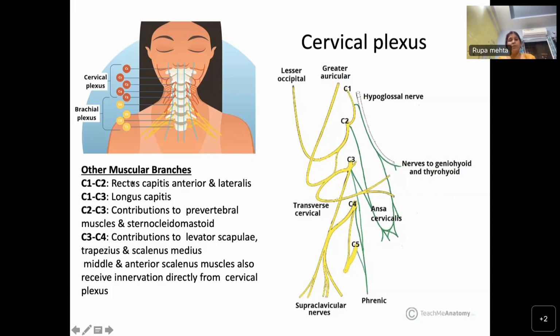There are various other muscular branches of the cervical plexus which supply the posterior cervical muscles like rectus capitis anterior and lateralis, longus capitis, sternocleidomastoid, prevertebral muscles, levator scapulae, scaleni, and trapezius.